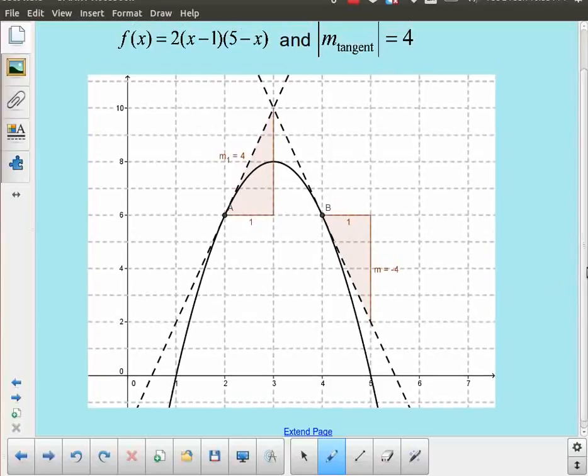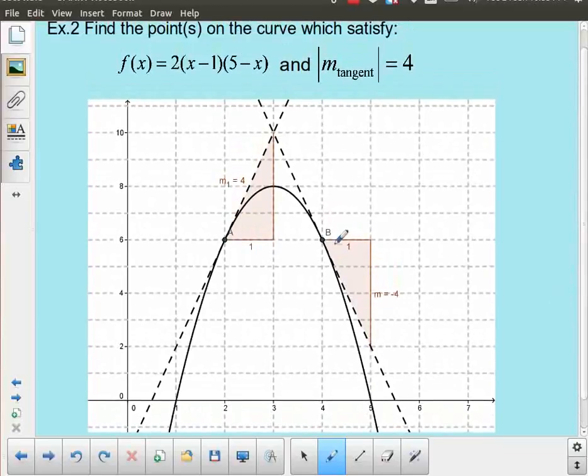And as you can see, I've produced a slightly nicer version of the graph here. So there are the zeros at 1 and 5, and here are the 2 points where the slopes of the tangent lines are positive 4 and negative 4.